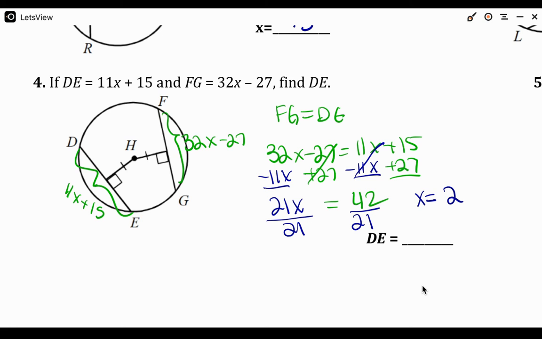But the question wants us to find DE. So DE is equal to 11x plus 15. So 11 times 2 plus 15 gives us 22 plus 15, 37.